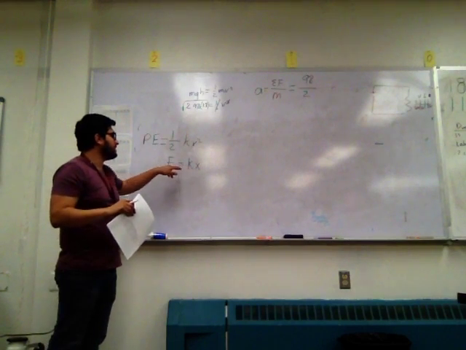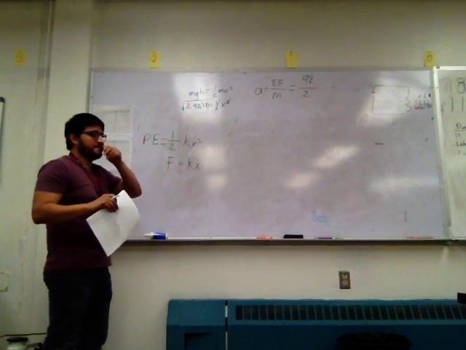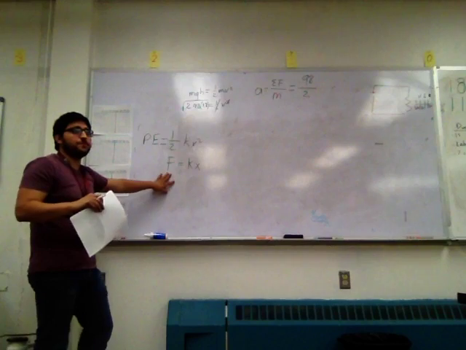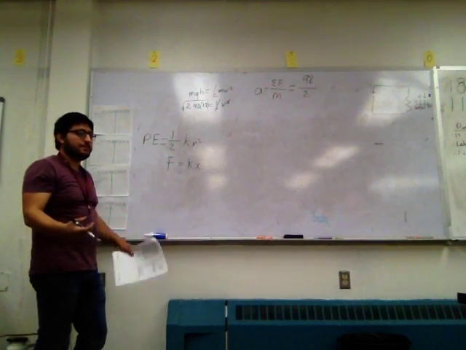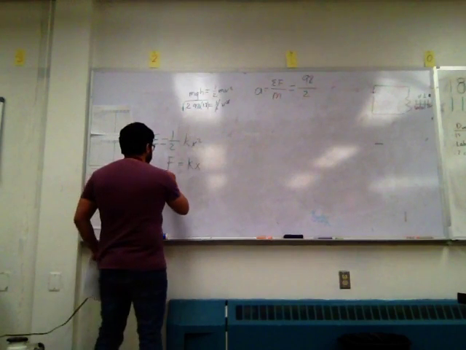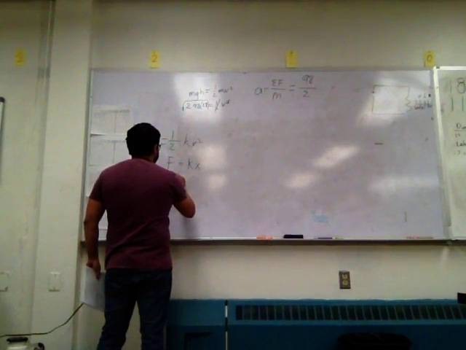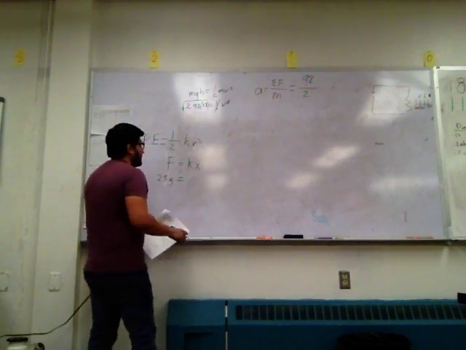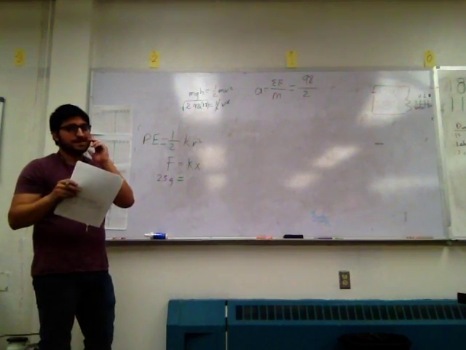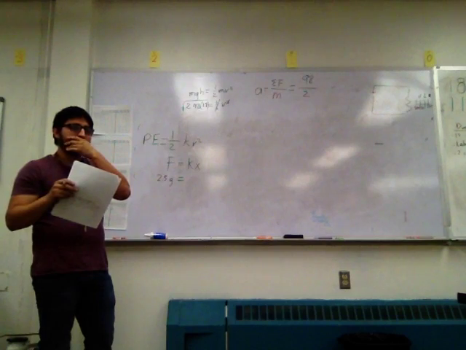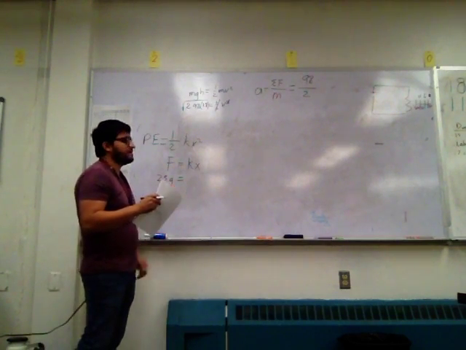But in this one, we know what the force is. What's the force pulling the spring down? The weight, 2.5 g. But do we know the displacement? Do they tell us the displacement of the spring? No, so we can't use this one either.